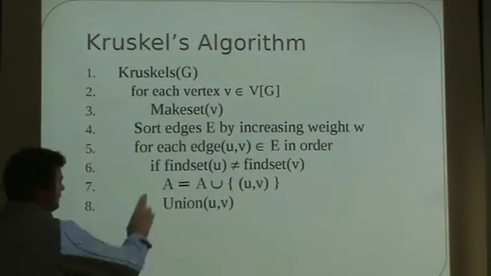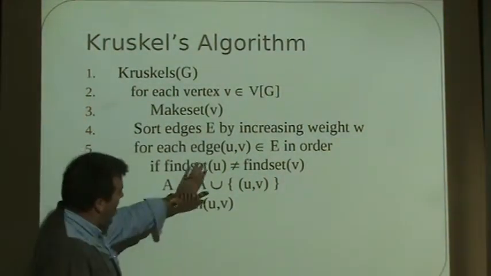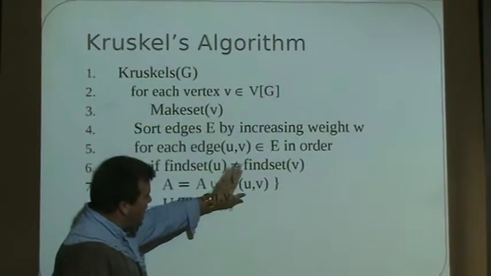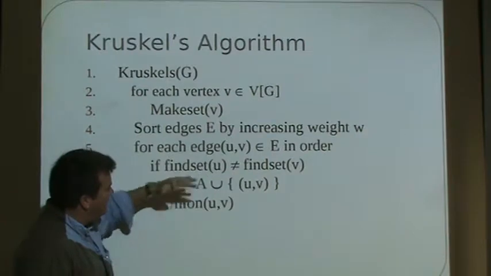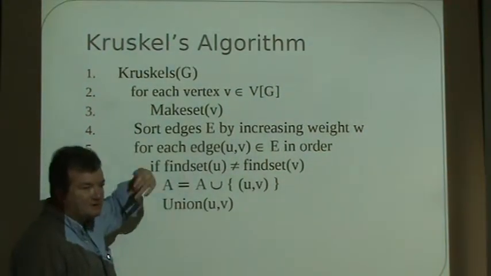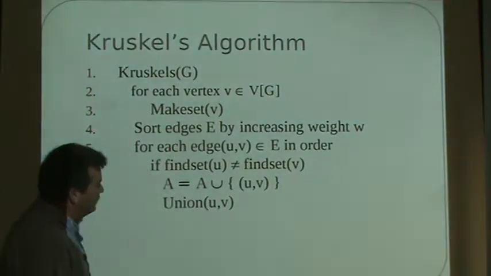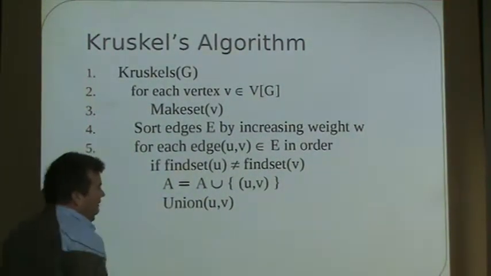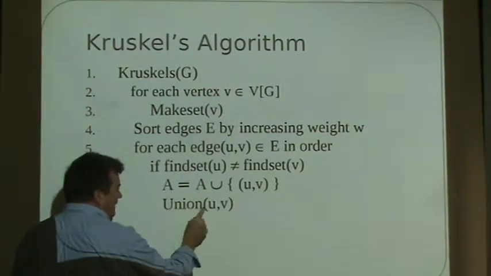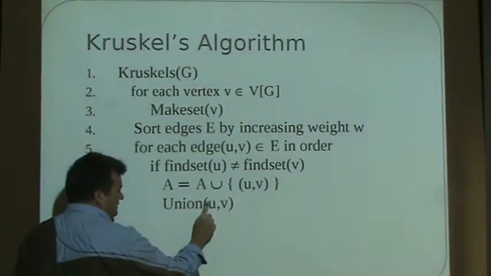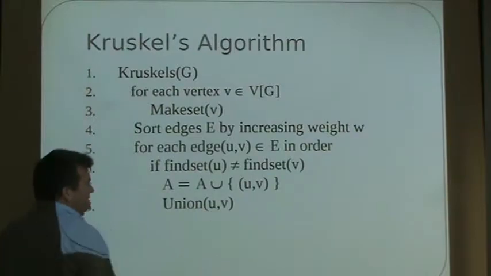And then we're going to go through each edge in the graph. We're going to say if the two endpoints, U and V, are from different sets, then this edge will not cause a cycle to be added to the graph. And therefore, we could add it to our answer. A is our answer graph. We take that edge and add it to our answer, and then we call this union operation, which is saying take the set that U is from and take the set that V is from and turn them into one big set.